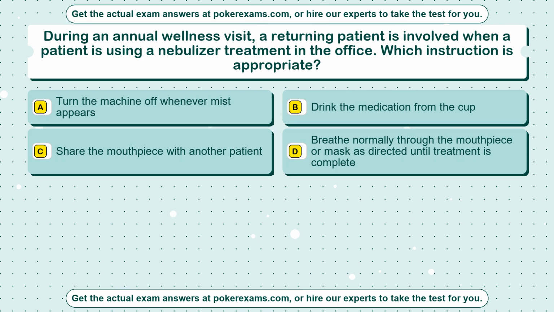Question 54. During an annual wellness visit, a returning patient is using a nebulizer treatment in the office. Which instruction is appropriate? Option A, turn the machine off whenever mist appears. Option B, drink the medication from the cup. Option C, share the mouthpiece with another patient. Option D, breathe normally through the mouthpiece or mask as directed until treatment is complete.